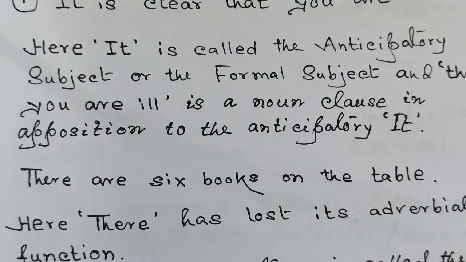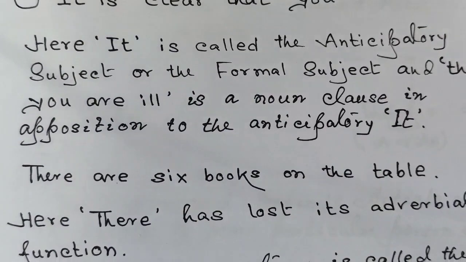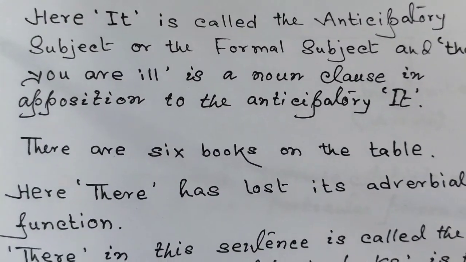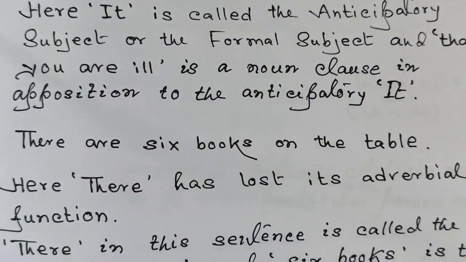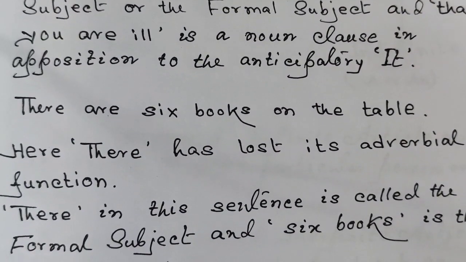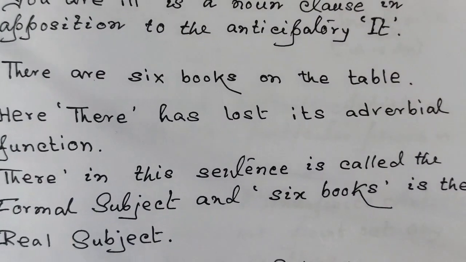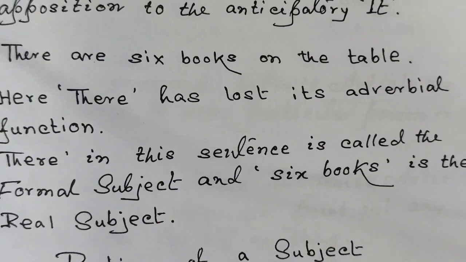Look at the example. There are 6 books on the table. Here there has lost its adverbial function. That means there is an adverb. But here in this particular sentence, the word there has been used as the subject. Clear? There in this sentence is called the formal subject. And 6 books is the real subject. Got it? That means there has been used, you know the usage of introductory there, introductory it.